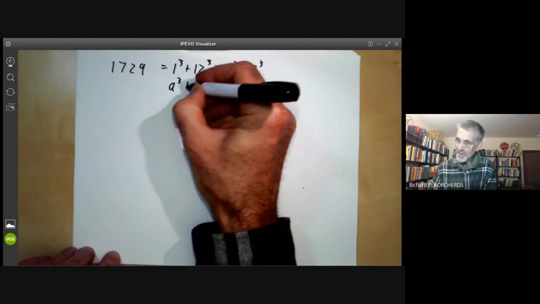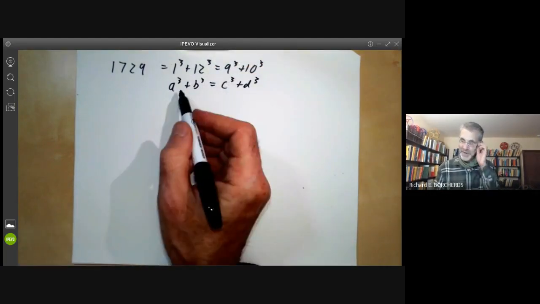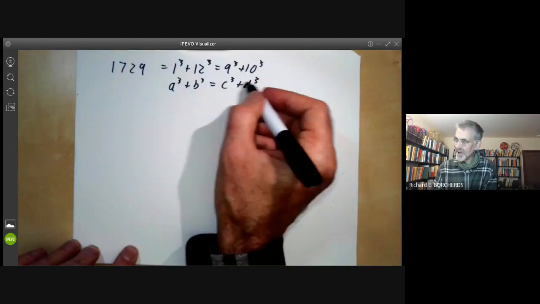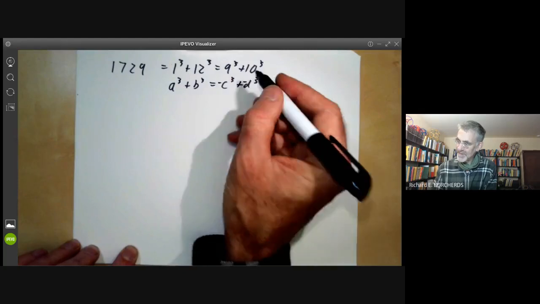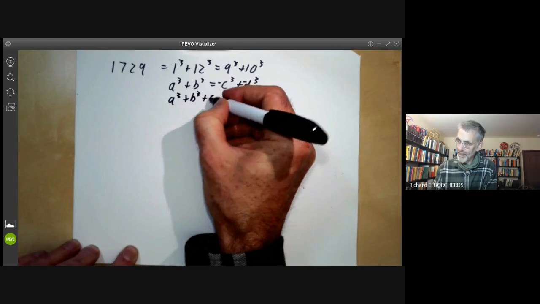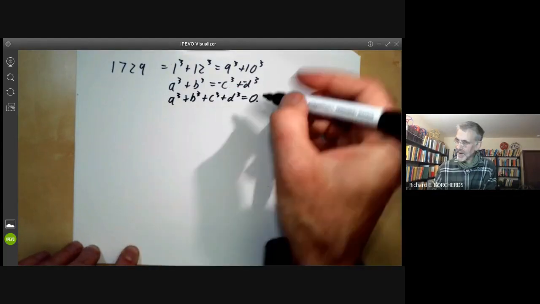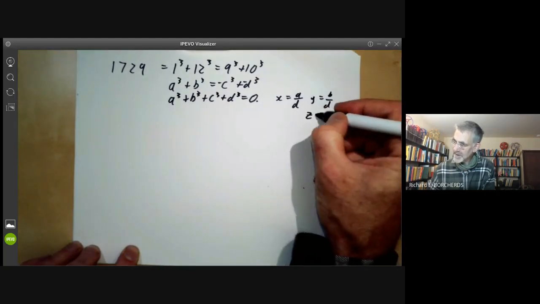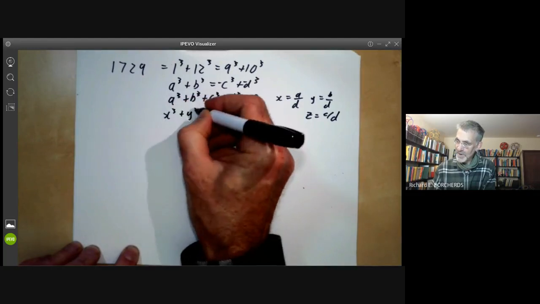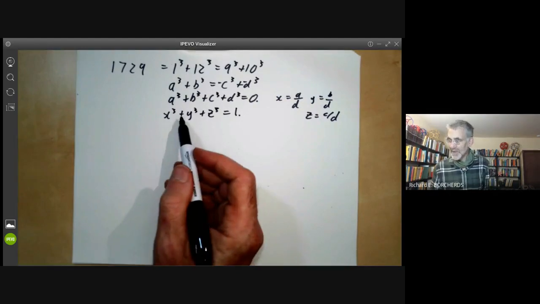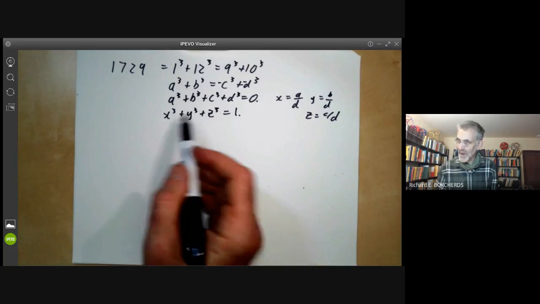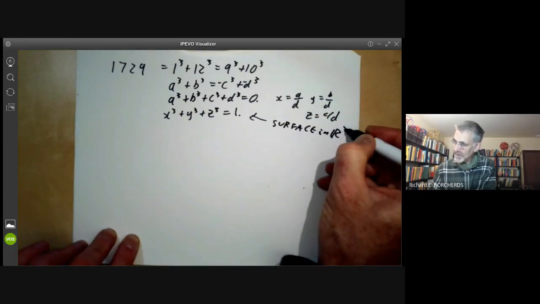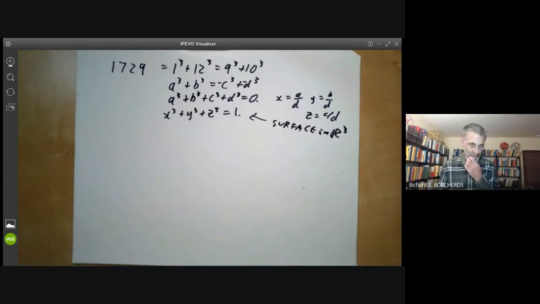So we want to solve a cubed plus b cubed equals c cubed plus d cubed. And obviously we want non-trivial solutions where a isn't equal to c or d, and it's not equal to minus b, and so on. You can rearrange this by changing the sign of c and d, so it becomes a bit more symmetrical. So it looks like that. And now we can just divide by d cubed. So let's put x equals a over d, y equals b over d, and z equals c over d. So we get x cubed plus y cubed plus z cubed equals 1. So this is a bit like the earlier equation we had, x cubed plus y cubed equals 9, except now we've got three variables. And this is now the equation of a surface in real three-dimensional space. And we're trying to find points on this surface with rational coordinates.